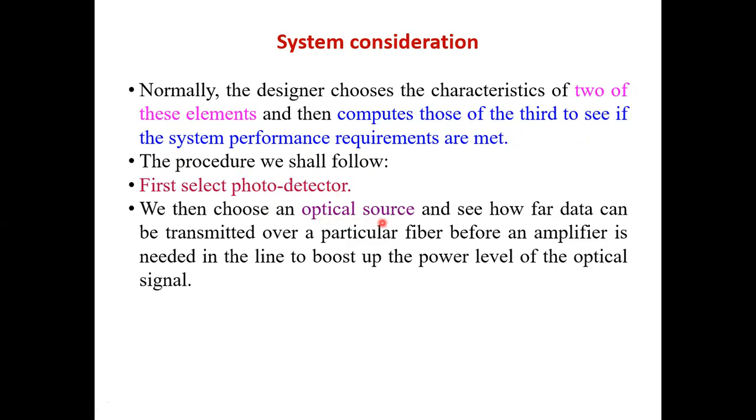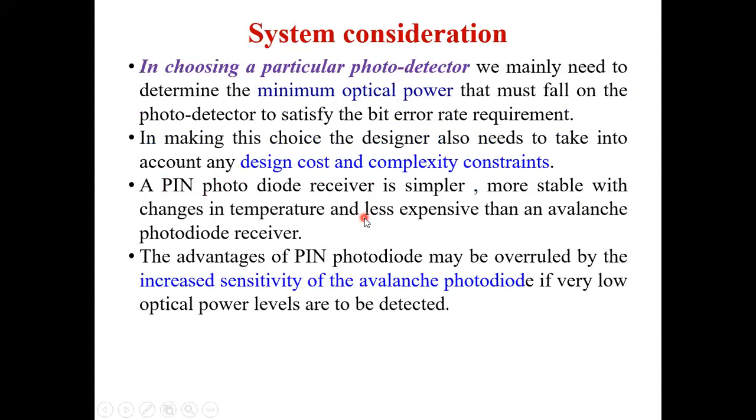Then I choose an optical source, and then I can see how far the data can be transmitted over a particular fiber before an amplifier is needed. Usually we don't try to use an amplifier because optical amplifiers are very costly. Okay, so first I select the photo detector, then I select the optical source.